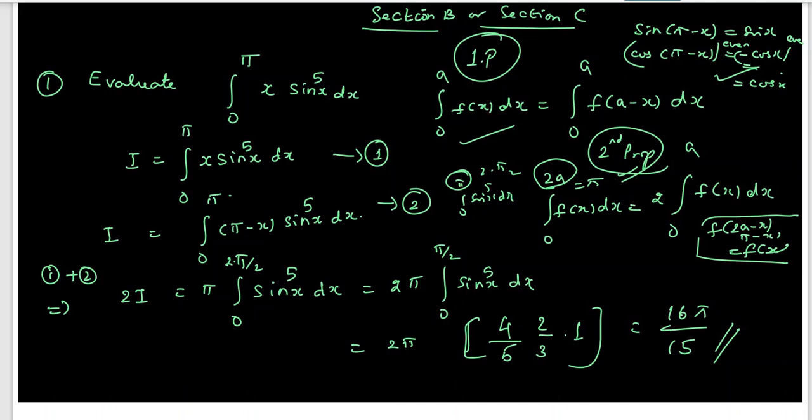So this 2 comes down. So 2 into, already pi is there, the integral from 0 to pi by 2 of sin^5 x dx. This can be further simplified: 5, 4, 3, 2; 2 by 3 comes, so 1. And this is 8 into 2, so 16 pi divided by 15.